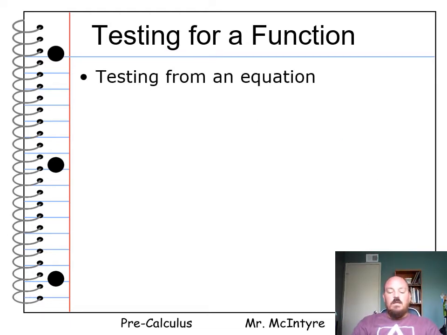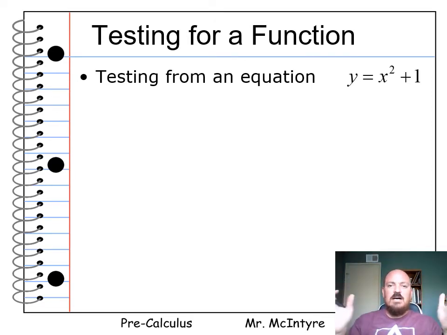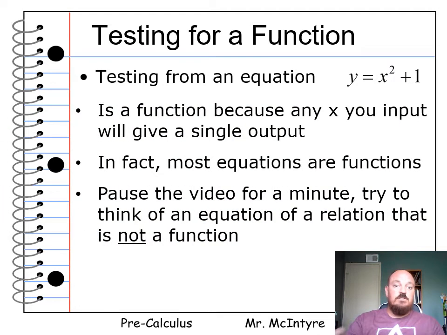All right, so the trickier one is if you don't have the XY table. Let's say you're just looking at an equation and trying to decide if it's a function or not. So for my example, I said, let's look at y equals x squared plus 1. And we start thinking, is there any possibility that if I plug in a number for x, I'm going to get two different answers for y? And the answer to this question is actually no. So I'm going to say this thing is a function. Any x I plug in, I'm always going to get the same answer.